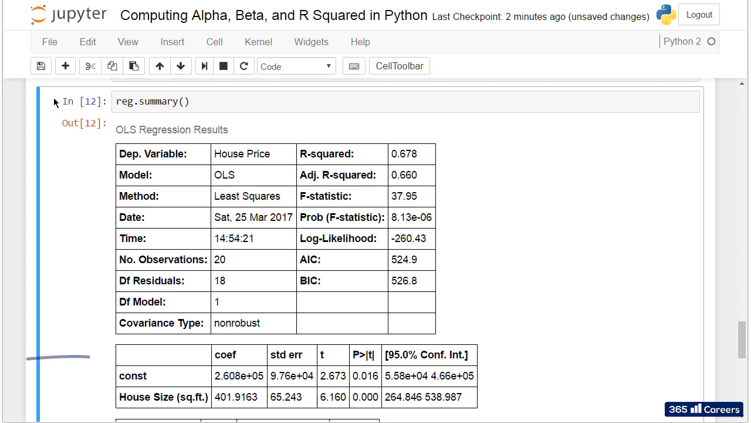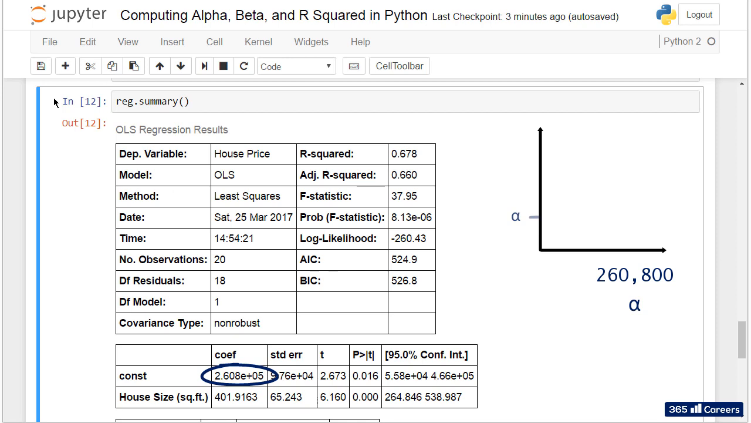The next table is the one we are interested in the most. The first row contains results regarding the constant we added. Sometimes, Python provides the results in scientific notation. This is the case for the number of the obtained coefficient. Anyway, it equals approximately 260,800, and this is our alpha. In fact, it is also the intercept in our regression. This means when we draw the regression line, the starting point of that line on the y-axis will be 260,800.